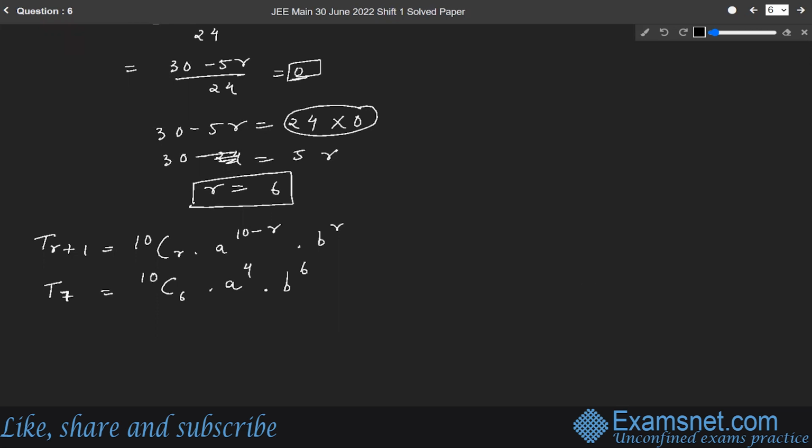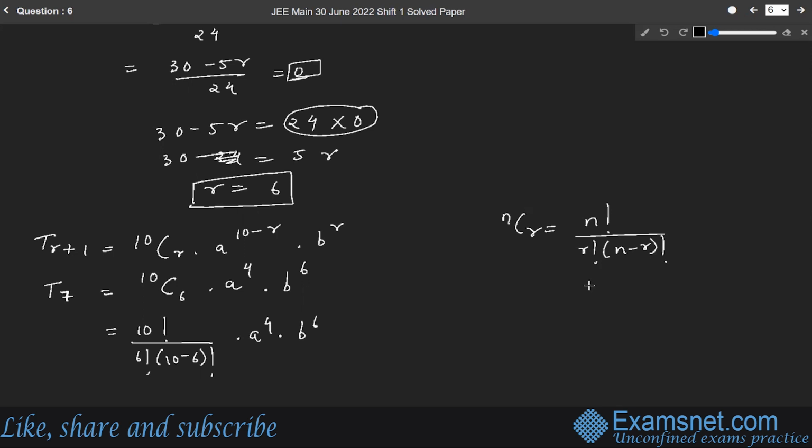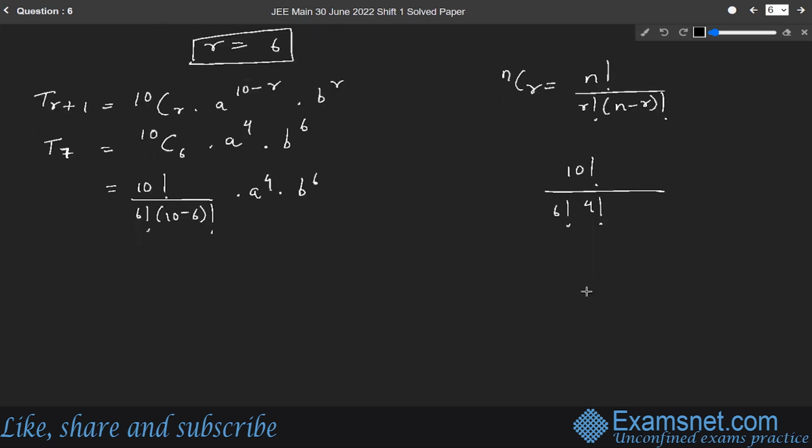Now what is 10C6? 10C6 means 10 factorial divided by 6 factorial into 10 minus 6 factorial, right? We know the formula nCr is equal to n factorial divided by r factorial into n minus r factorial, all right? Then multiplied by a power 4 and b power 6. Now let us solve 10 factorial divided by 6 factorial and 4 factorial. It will be 10 into 9 into 8 into 7 into 6 factorial divided by 6 factorial into 4 factorial. What is 4 factorial? 4 into 3 into 2 into 1.